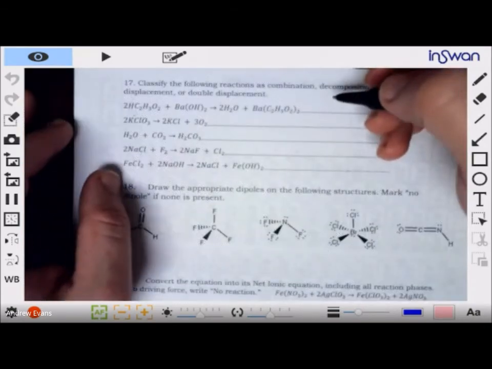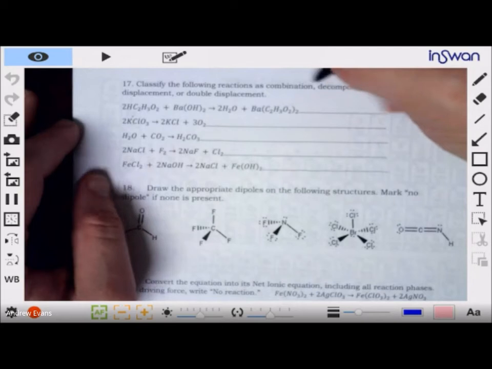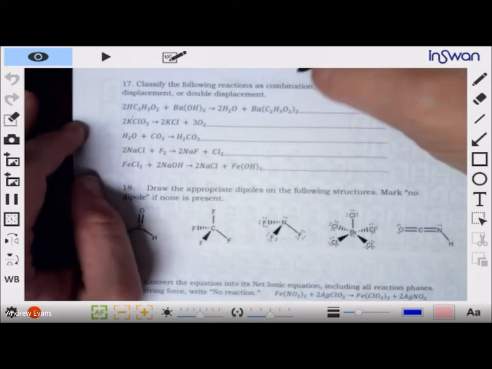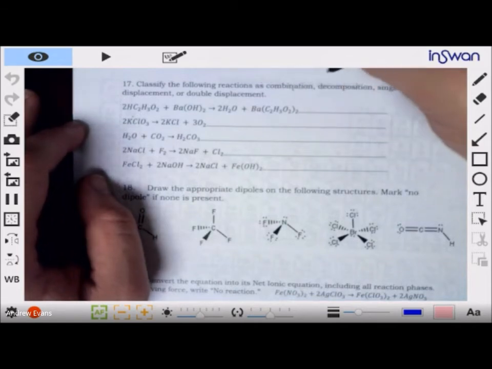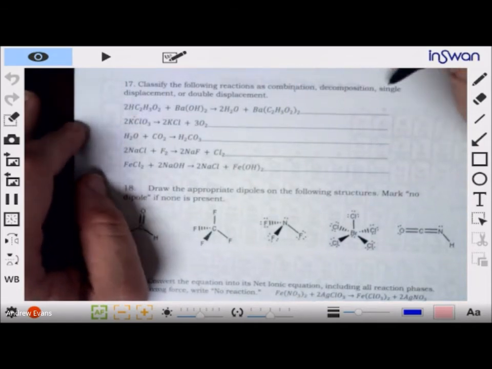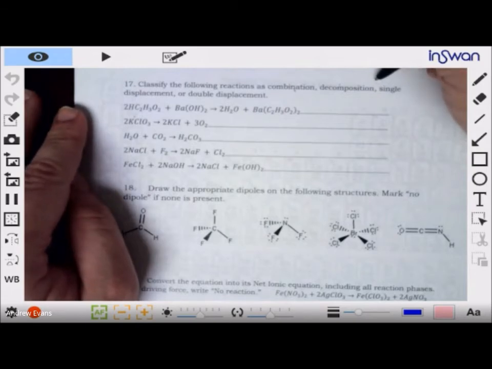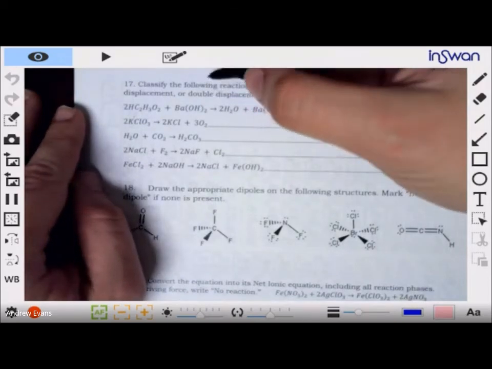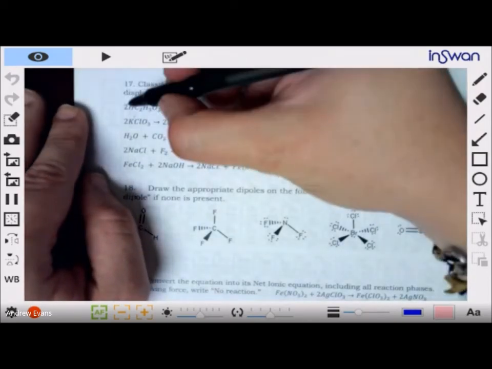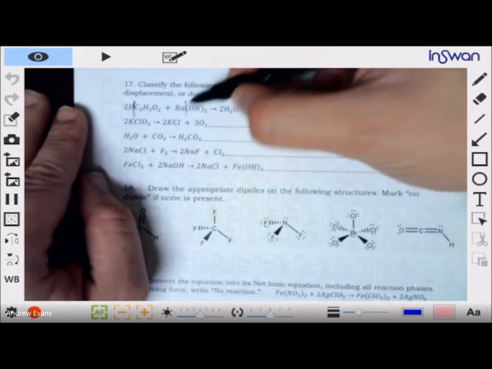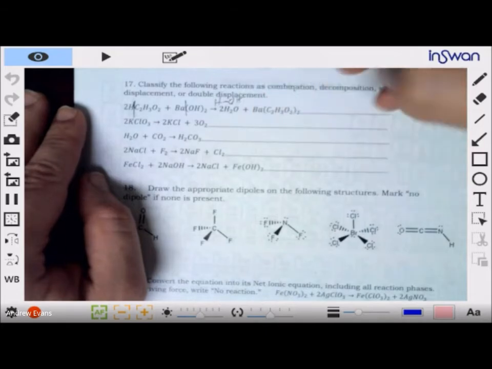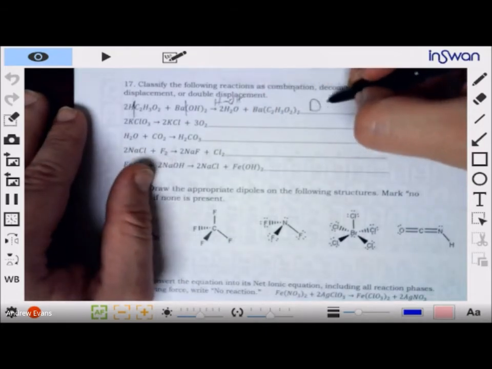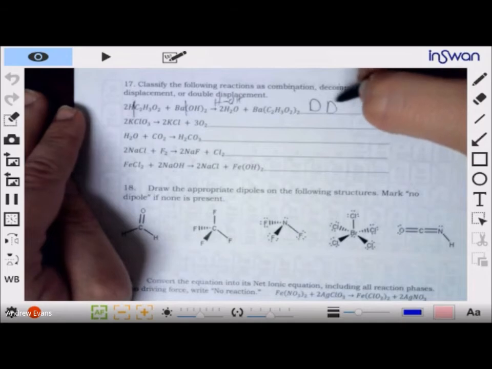Last page. So classify these following reactions: combination, decomposition, single displacement, double displacement. So combination, 2 become 1. Decomposition, 1 becomes 2. Single displacement, A plus BC goes to B plus AC. Double displacement, we have the double. So starting off, we have acetic acid and barium hydroxide go to water, which is HOH, and barium acetate. That's a classic case of double displacement. That's also acid base.